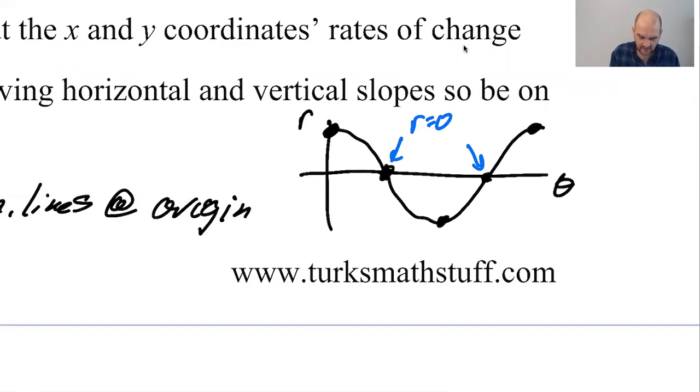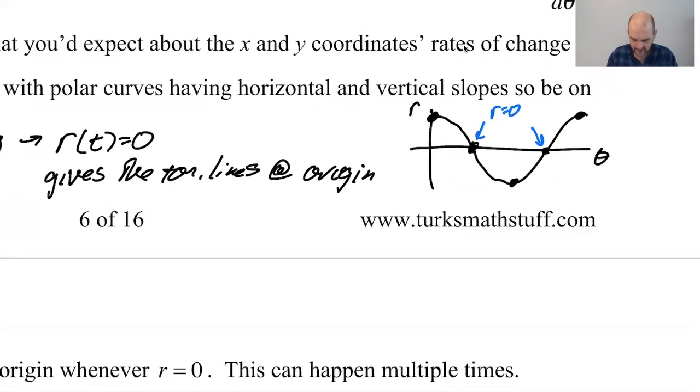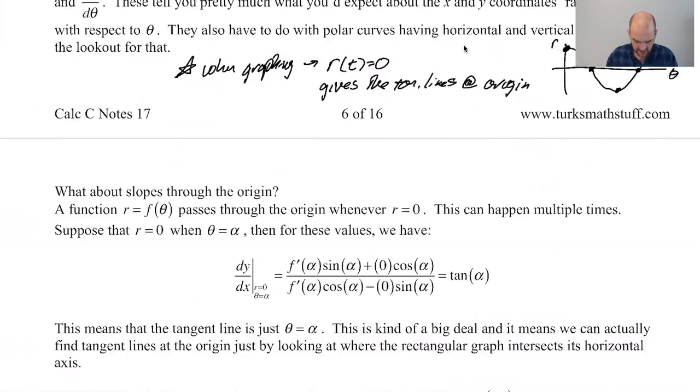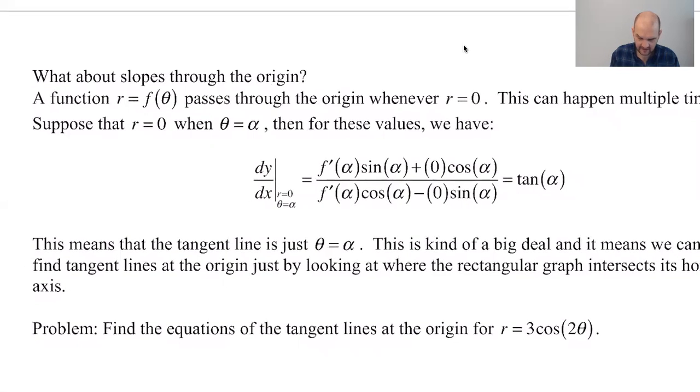What we want to do is figure out why those are the tangent lines. To do that, we need a couple of things. We're going to assume that r is equal to 0 when theta is equal to alpha. Maybe alpha is pi over 6, so every time you do r of pi over 6, you get 0. Why does that give us a tangent line?